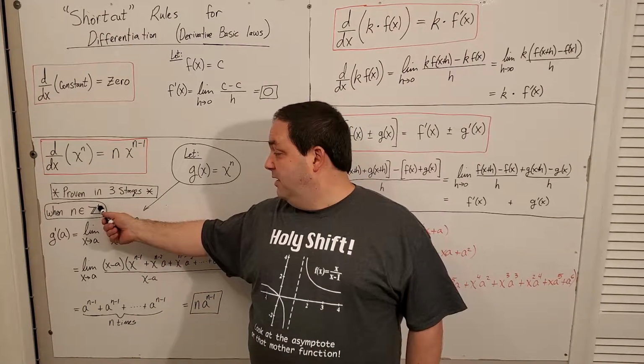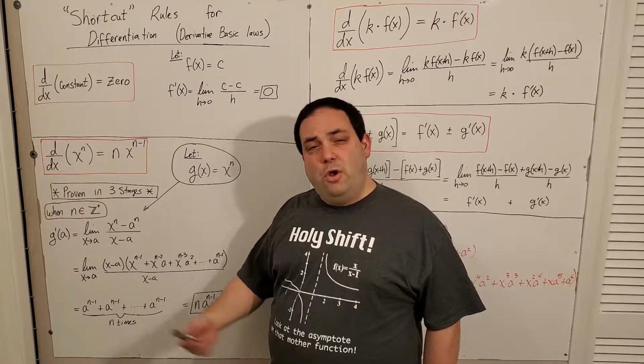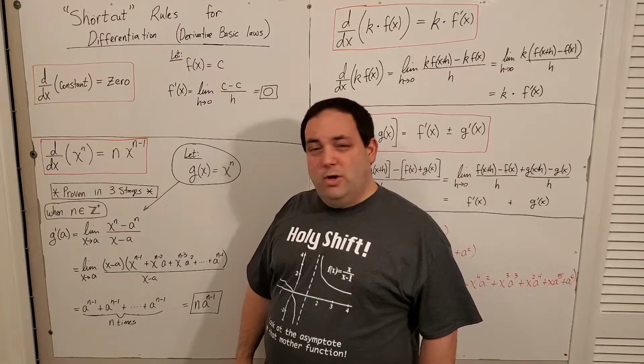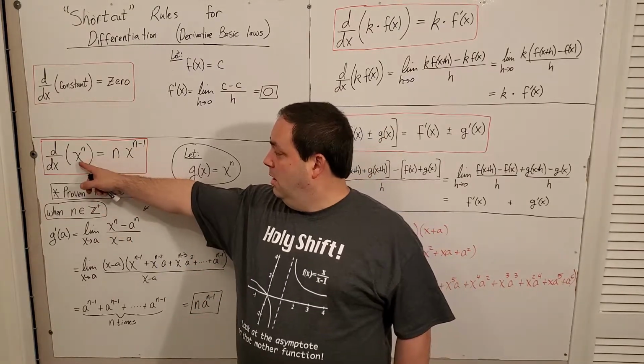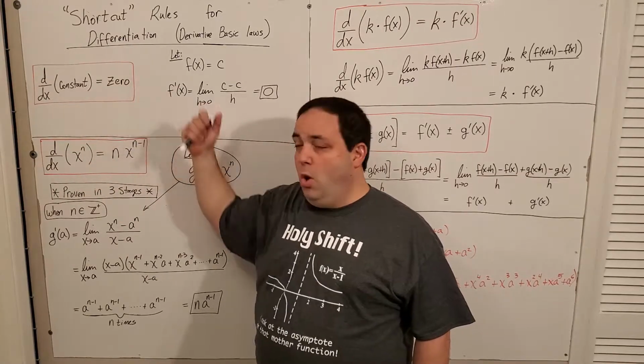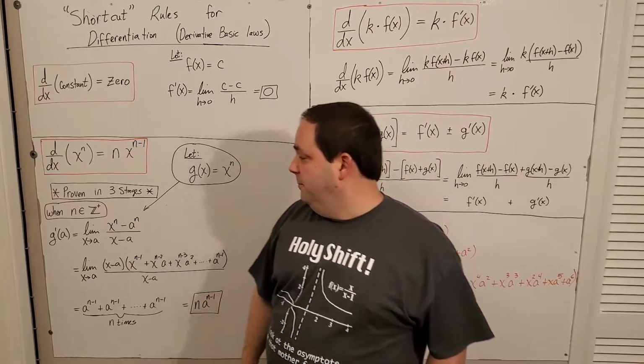Okay, and I've picked the positive integers only. Don't forget, the positive integers also does not include 0, but really you're not interested in the case where n is 0, because anything to the 0 is 1, and that's this rule. The derivative of 1 would be the value 0. So you're not really interested in n equals 0 anyway.